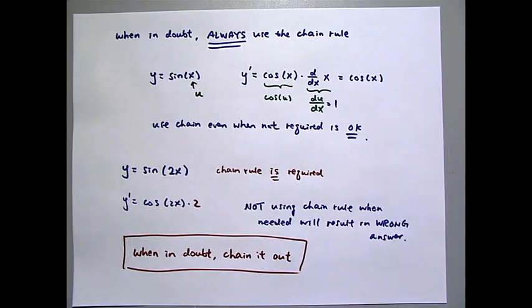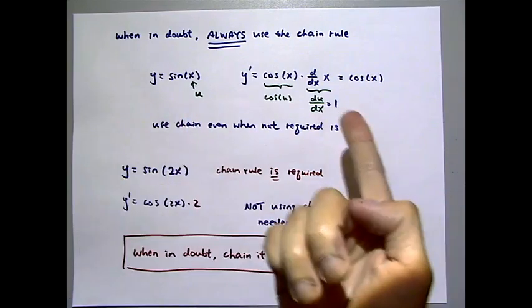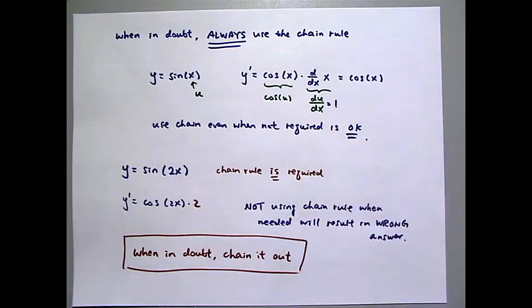Okay, the chain rule will never harm you even when you don't have to use it. But if you forget to use it, you will get the wrong answer. That 2 wouldn't be there if you forget to use it. Here we didn't have to, but I used it anyway. So I'm just multiplying what I get by 1, and it doesn't change a thing.